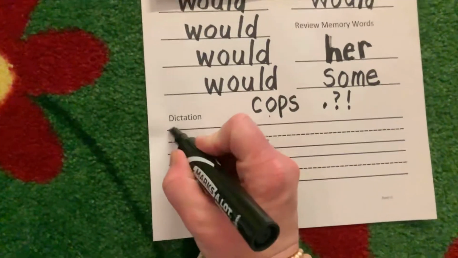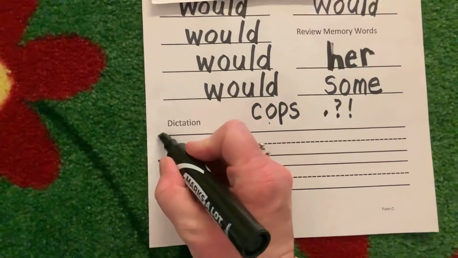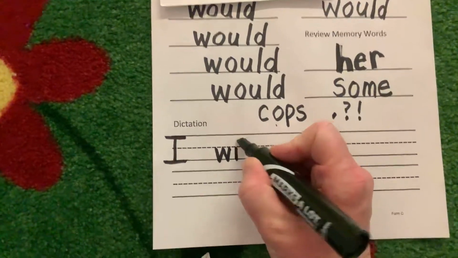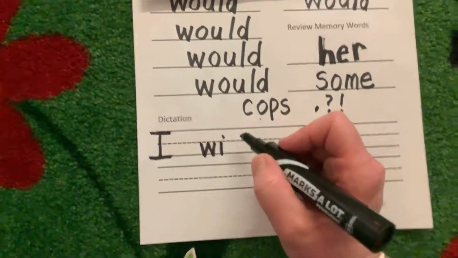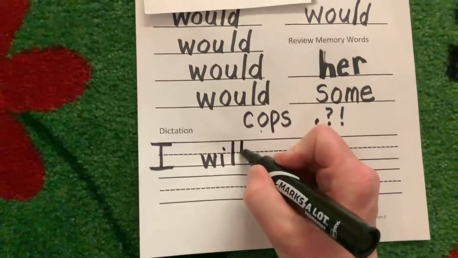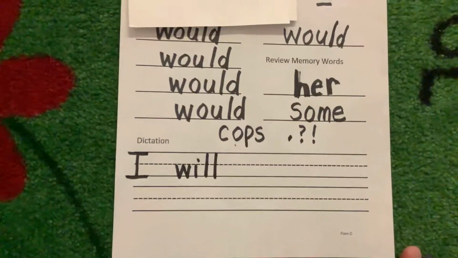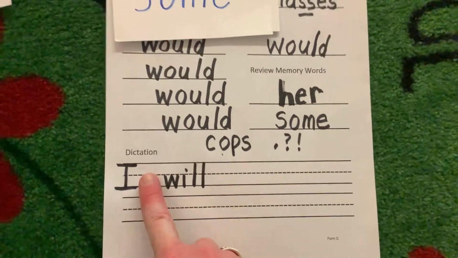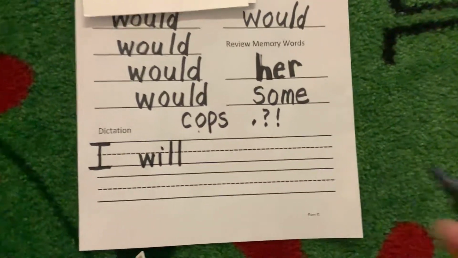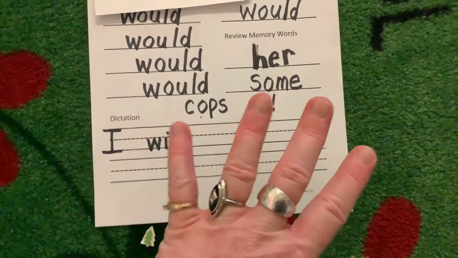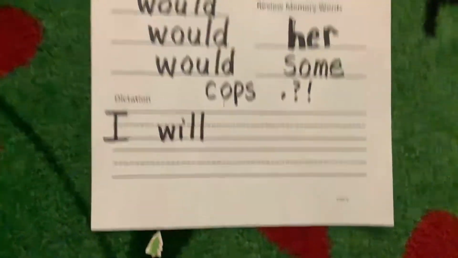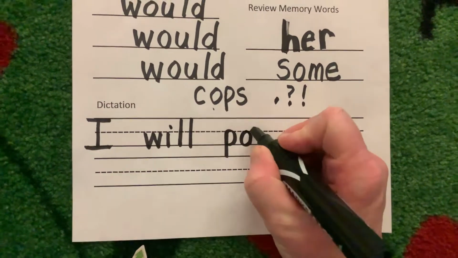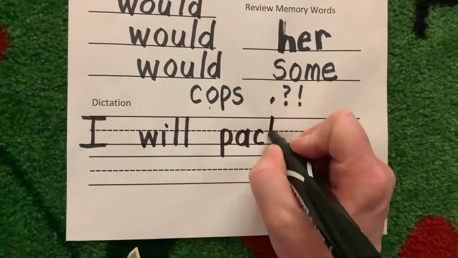Okay, so we start at the edge. Start with our capital I. Will. So it's just a W because it's not a question word. At the end of a one-syllable word, after one short vowel, is spelled L-L. Make sure you're leaving a finger space. I will pack. Pack. At the end of a one-syllable word, after one short vowel, is spelled C-K.